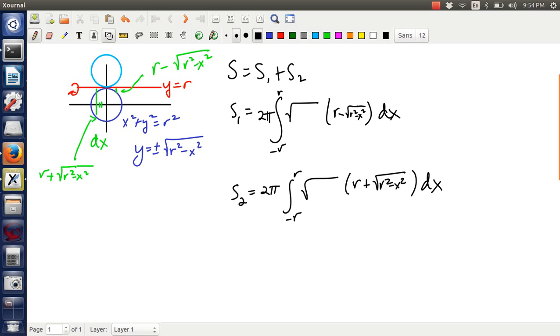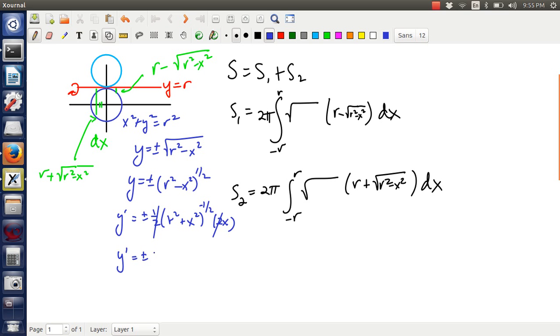So let's go ahead and find that arc length piece. Okay, y is equal to plus or minus the square root of r squared minus x squared, so may as well do two for the price of one. The derivative is equal to 1/2 times the mess to the minus 1/2 times 2x. So the 2's are going to go away, the 2 and the 1/2. Y prime is plus or minus x over the square root of the mess.